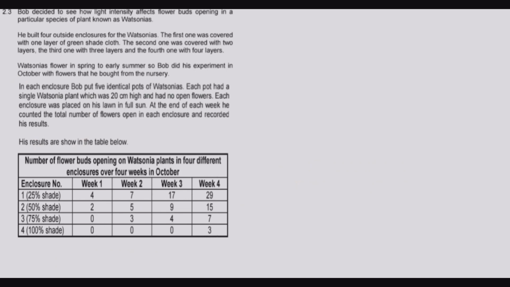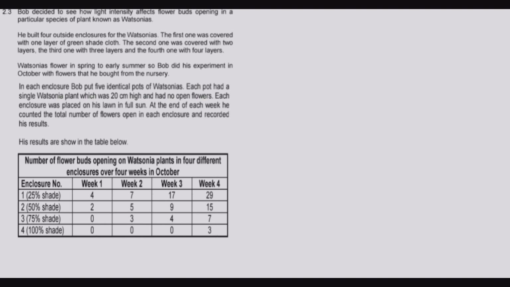Question 2.4 was as follows. Bob decided to see how light intensity affects flower buds opening in a particular species of plant known as wasonias. He built four outside enclosures for the wasonia. The first one was covered with one layer of green shade cloth, the second with two layers, the third with three layers, and the fourth with four layers. Wasonia flowers in spring to early summer, so Bob did his experiment in October with flowers that he bought from the nursery.